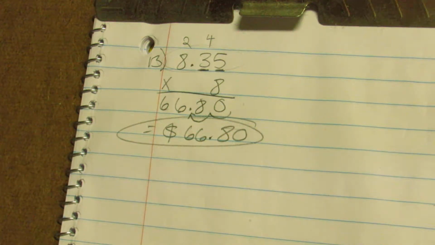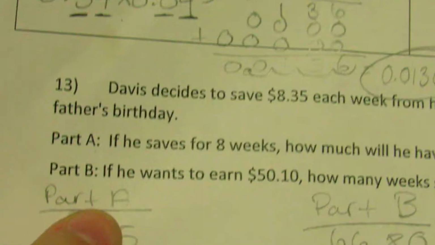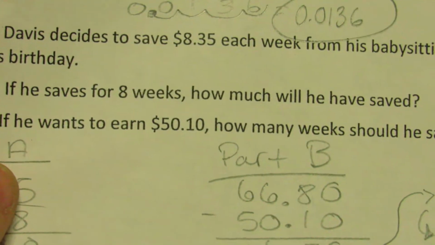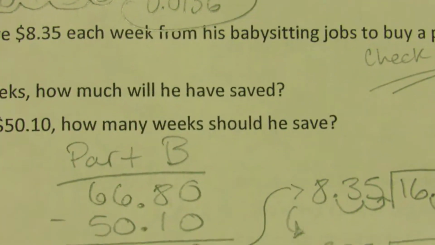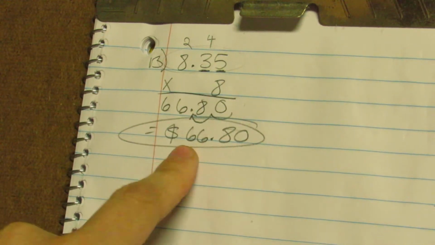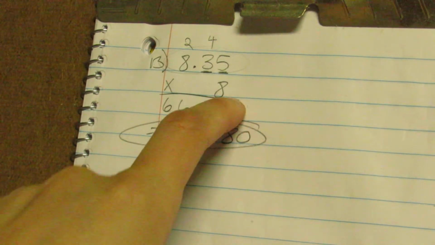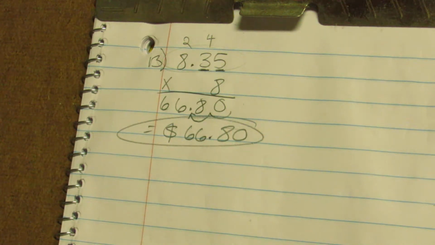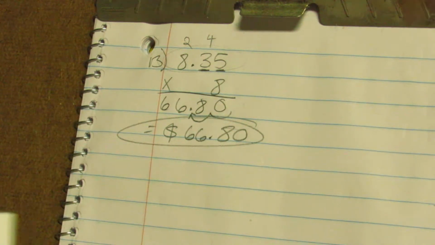Now, next part, it says, if he wants to earn $50.10, how many weeks should he save? So $50.10 is less than $66.80. So he's probably not going to have to work for 8 weeks, right? So let's see how many weeks he needs to earn. So you guys can troubleshoot it and guess and say maybe 7 weeks, multiply and see if you got $50.10, or then 6 weeks and multiply and see if you get $50.10. But I'll show you the way that I used. So that was part A. This is part B.